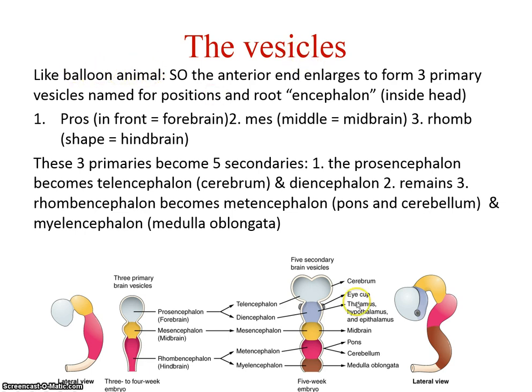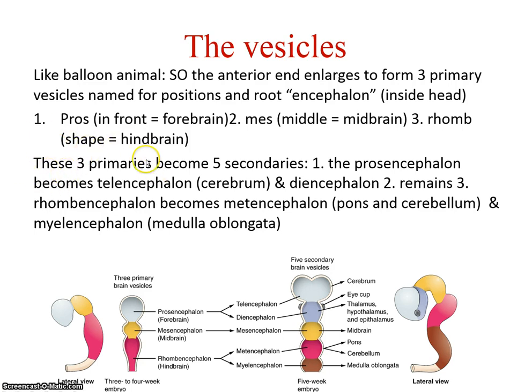There's these vesicles, right, so these large structures, containers that form. On the anterior end, right, which is going to become your head, you have these 3 primary vesicles named for their positions, and they contain this root word encephalon, which means inside the head. So the prosencephalon, right, this is the forebrain, the mesencephalon, mes is middle, and the rhombencephalon, rhomb is the hindbrain. And it's named, again, mostly for the shape here.